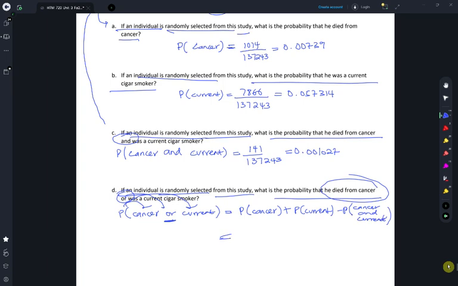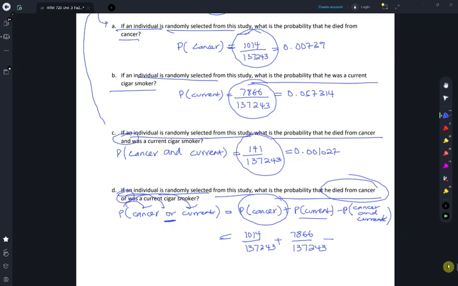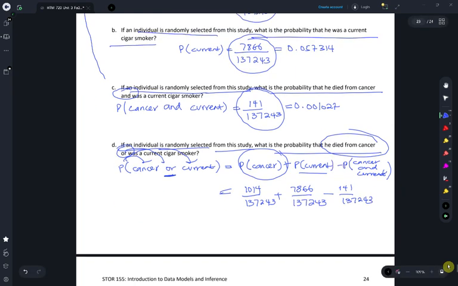We have these results earlier. Probability of cancer is this value, 1014 over 137243, plus probability of current, that is 7866 out of 137243, minus probability of current and cancer, which is 141 out of 137243. That should amount to 8739 over 137243, or approximately 0.06363674.